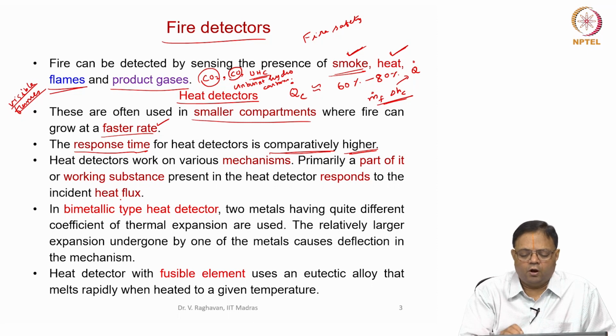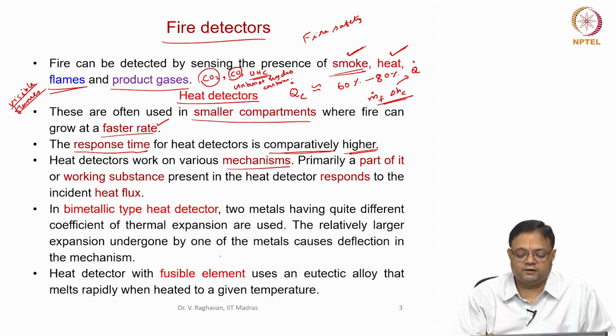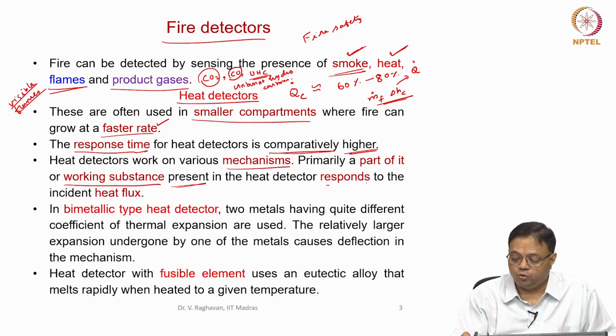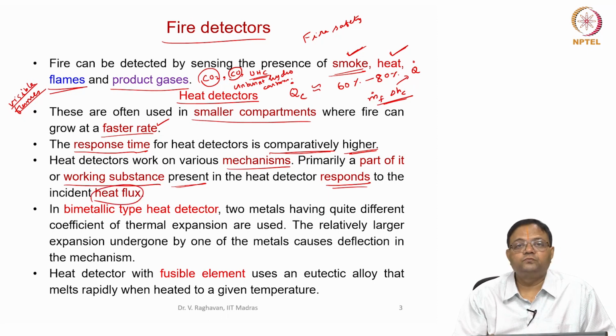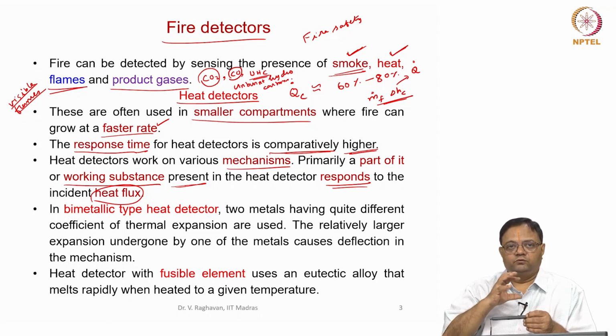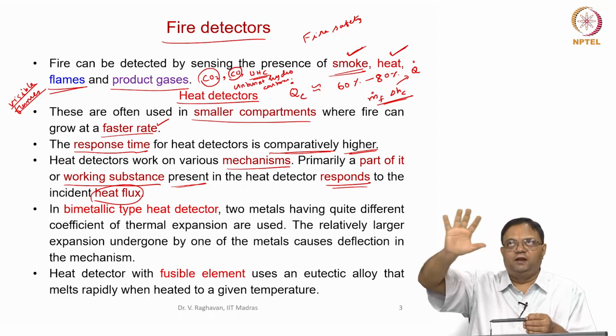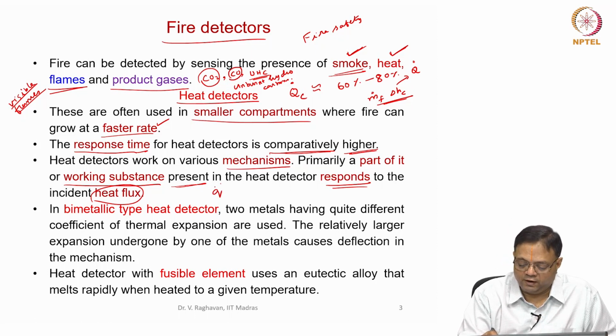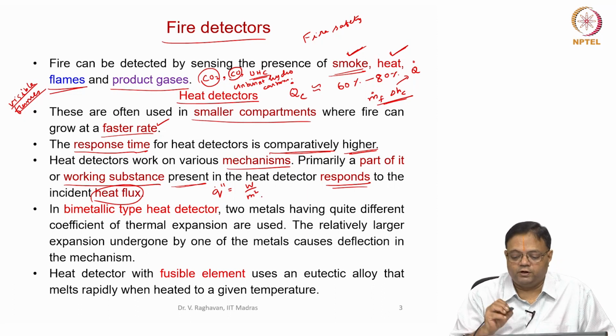Now, what is the mechanism through which a heat detector works? Primarily, a part of it or a working substance involved in it will respond to the incident heat flux. That means the heat carried by the plume or a ceiling jet will transfer its heat to the heat detector in the form of a heat flux, that is, watt per meter square, the rate of heat flow per unit area of the detector.